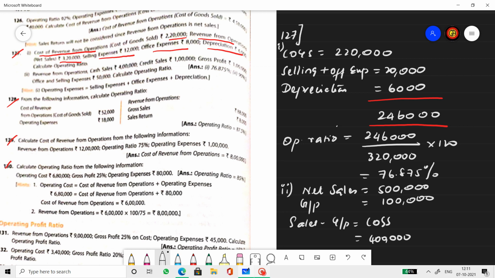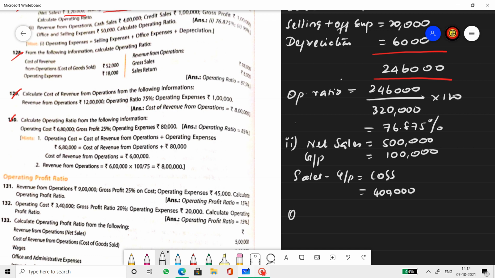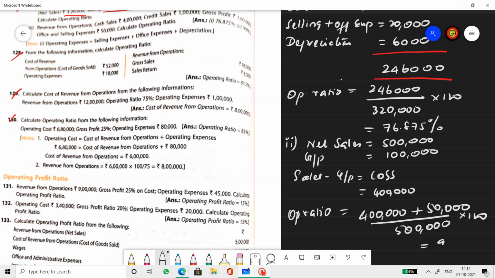So when COGS is 4 lakh, I need to add operating expenses to that. So operating ratio equals operating cost, which is COGS 4 lakh, plus operating expenses. And over here, only office and selling is given. So you add 50,000 divided by the net sales, which is 5 lakh. So 4 lakh 50 divided by 5 lakh into 100, which is 90%. So this is the second case.